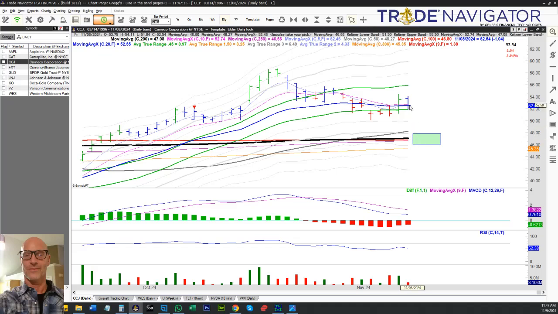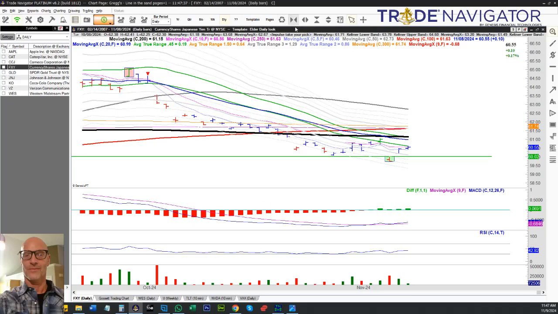And so what are we at? 52.54. The 200 is at 47.08. It's quite a long way away, but it's just a good example of looking at a chart and going, if and only if it gets down here, that would make sense. So I don't expect it to get there, but if it does, I'll consider taking the trade.